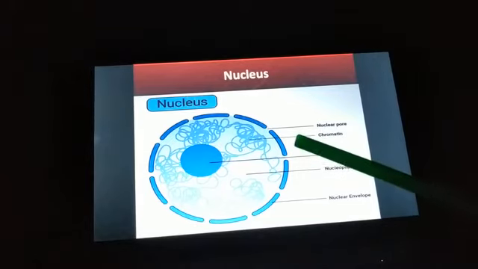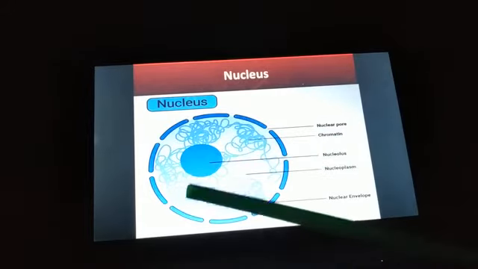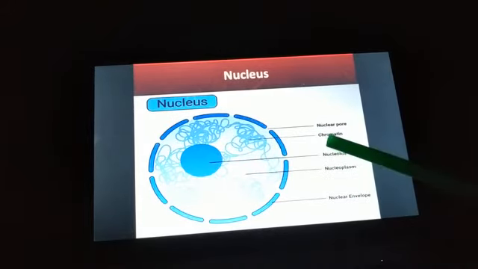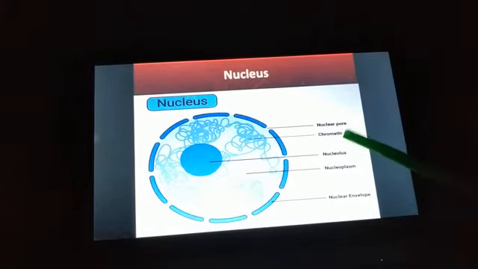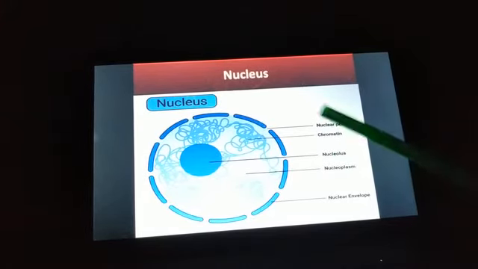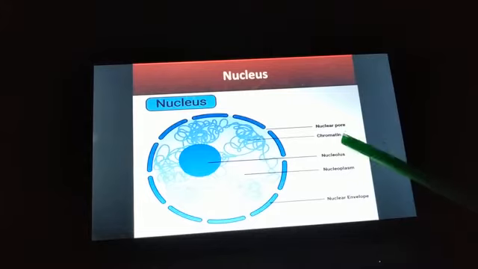Next structure we have is chromatin. These are thread-like structures. Can you see? These chromatins are thread-like structures and we call them chromatin fiber. Now during cell division, the chromatin undergoes condensation. This chromatin gets coiled and condensed, and thus they form chromosomes.